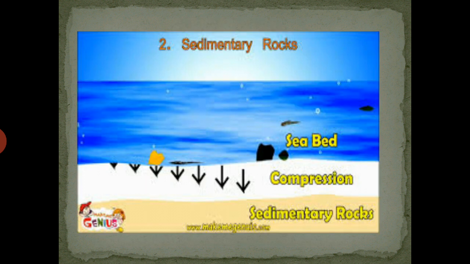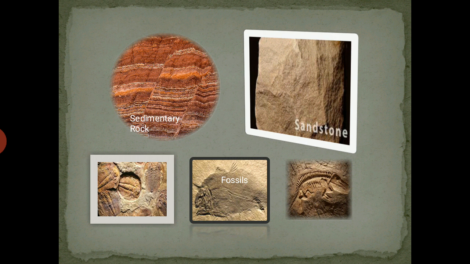Children, see one more picture. It clearly shows in the seabed how the compression takes place, and because of that compression and compaction, a sedimentary rock is formed in the ocean or sea beds. When the sedimentary rocks are formed, under these sedimentary rocks we find some fossils. What are fossils? Fossils are the dead remains of plants and animals.